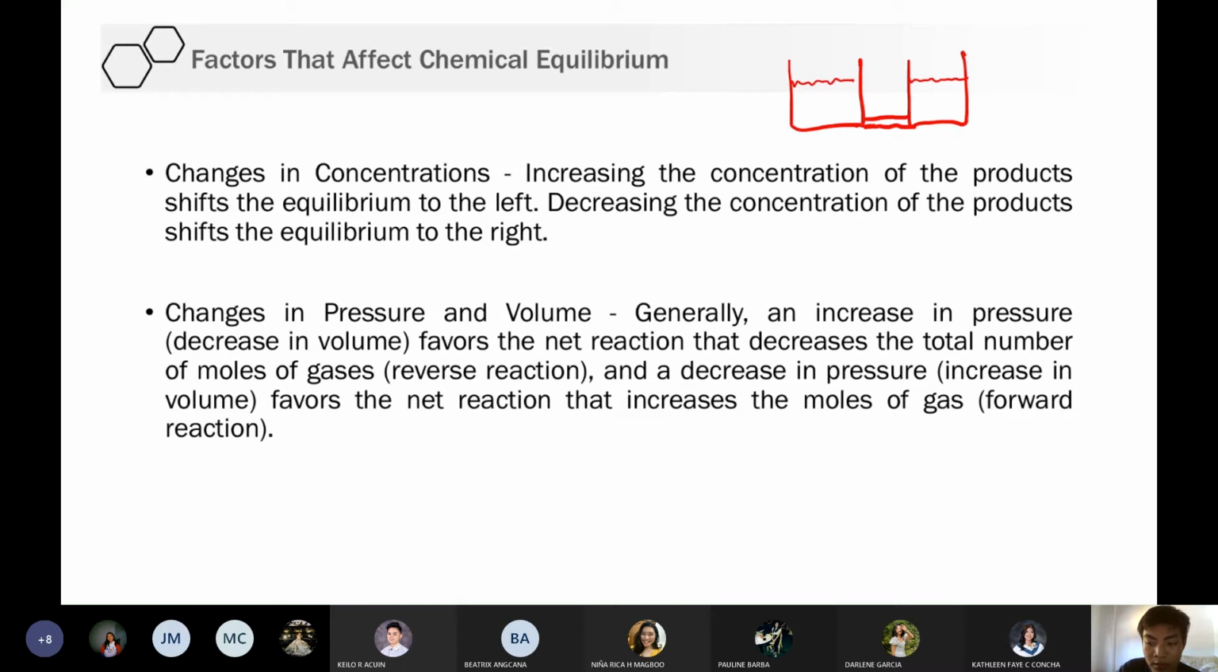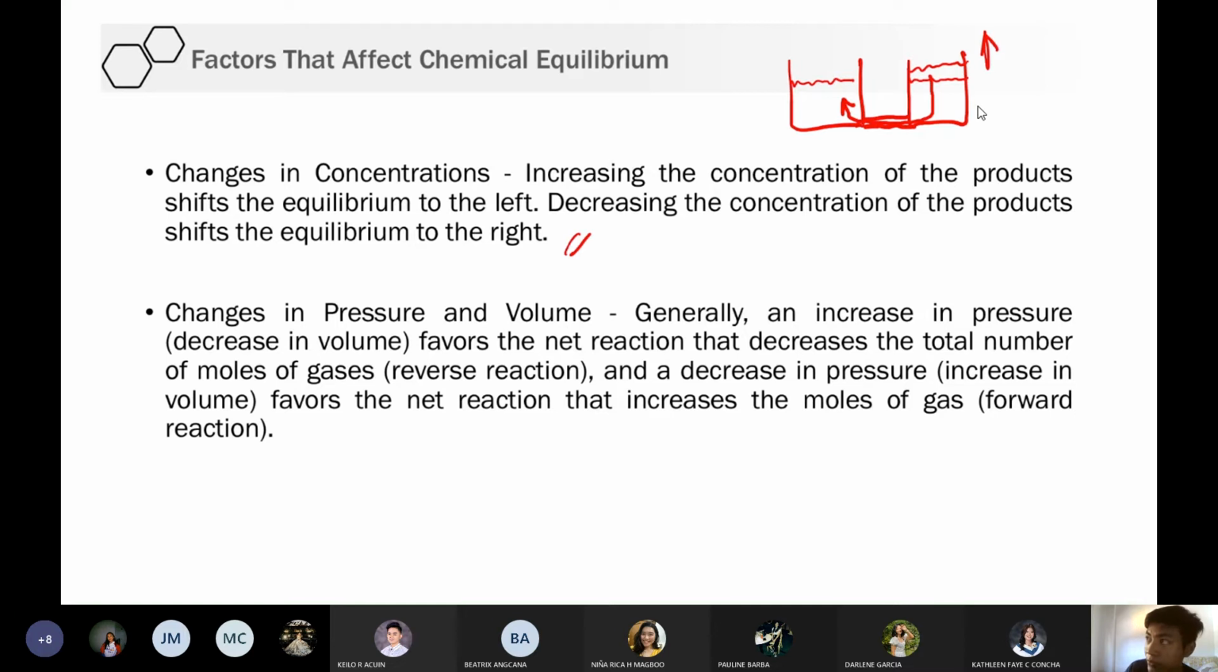Okay, so let's check this now. Let's apply this sentence into our logic. According to this problem, if you increase the concentration of your products, that means I will add water on my right bucket. In order to maintain balance, some of the water on the right side has to go to the left side. So increasing the amounts of the products will shift the equilibrium to the left.